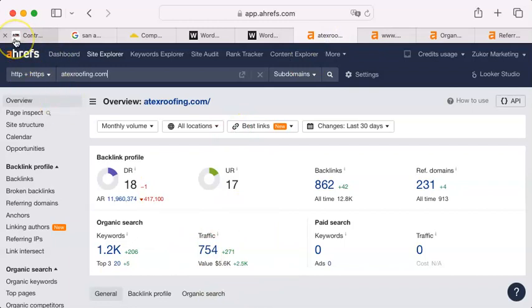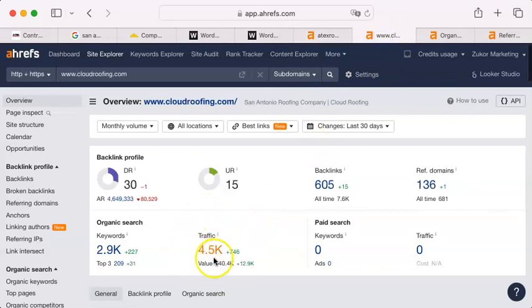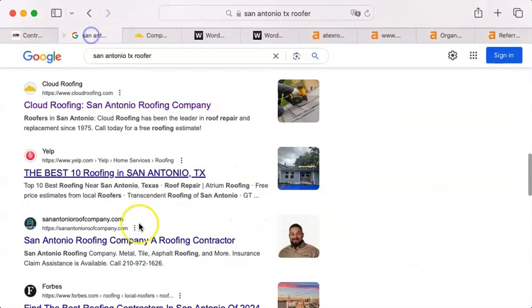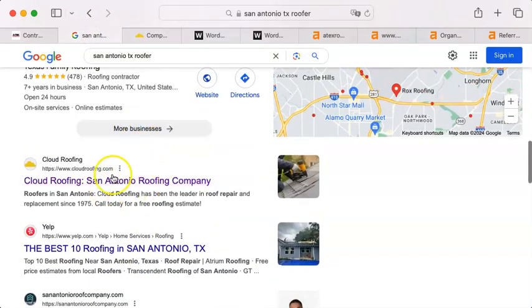Ahrefs does a lot of research in regions and industries. They figure the value of your 754 visitors, some percentage of those turned into a request for an estimate and turned into a customer and probably came out to about $5,600 in business, not profit, but business from these 754. And here's what Cloud had, 40,400. Now, that's all because of their placement here, right at the top.